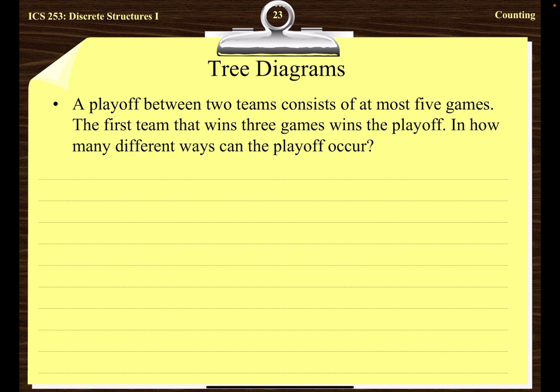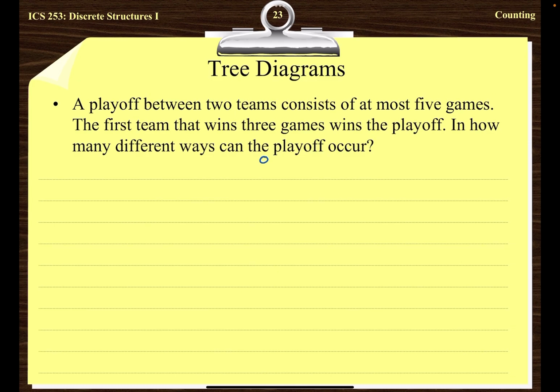So again, we are going to use the tree diagram. Let us start from the root. And now, what will be my branches? We can use 1 and 0. Wins. Team 1 and Team 2. What does it represent? Either Team 1 wins or Team 2 wins.